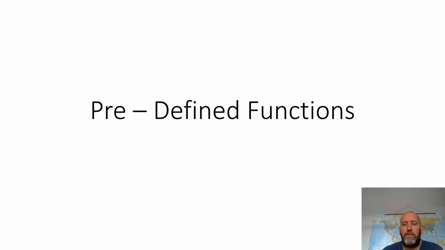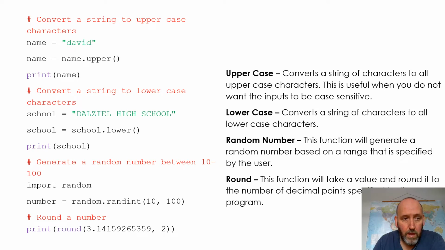So we're going to look at predefined functions. Now here are the ones that we need for National 5. Convert to uppercase: name equals David, name equals name.upper(), and that converts it. School equals, in capital letters, DL HIGH SCHOOL, school equals school.lower(), and remember your two brackets, same with this here. We can print it out after.